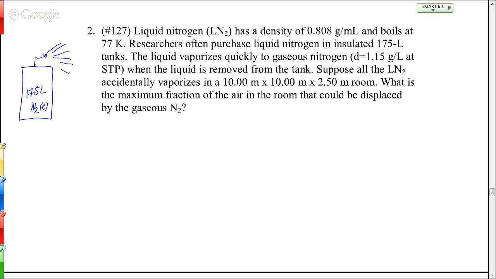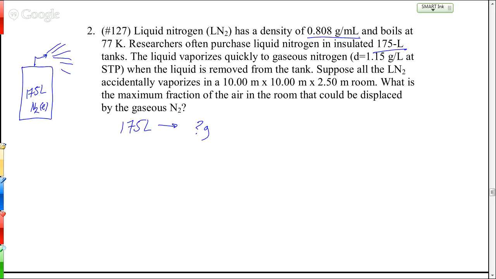So the plan here is to take your 175 liters of nitrogen and turn it into grams. How many grams is that? You can do that by using the volume and the density. Volume times density is mass. Now you have to do a little conversion in there because that 0.808 is grams per milliliter and the volume is in liters. So you can convert the liters to milliliters, which is 175,000, and then multiply by the density. Or you can convert the density to grams per liter and then multiply by 175. So that tells you how much nitrogen you have, and that's the same amount as that becomes the gas.